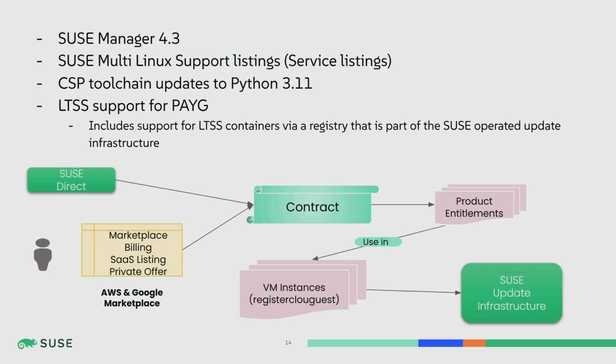What else? We had SUSE Manager 4.3. There was a refresh, and that's still there because it moved into an LTSS period. We have SUSE Multi-Linux Support listings. Those are the service listings, and we updated the CSP toolchain packages to Python 3.11. And then we added LTSS support for pay-as-you-go.